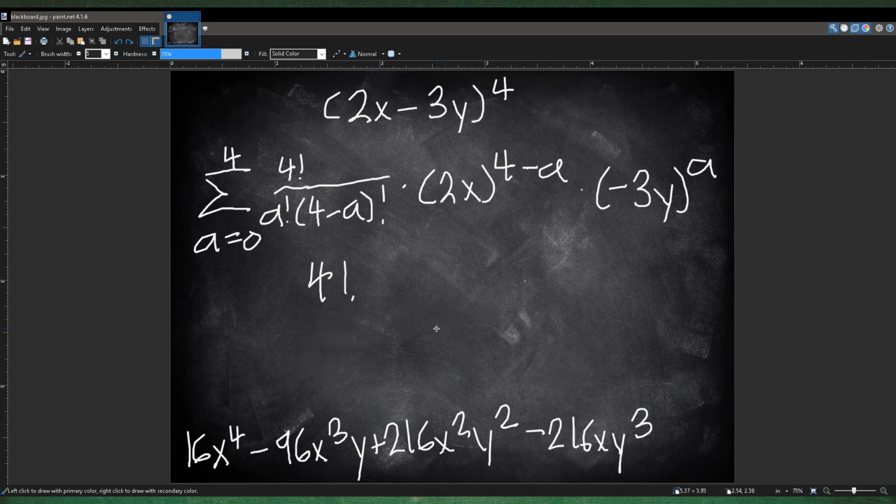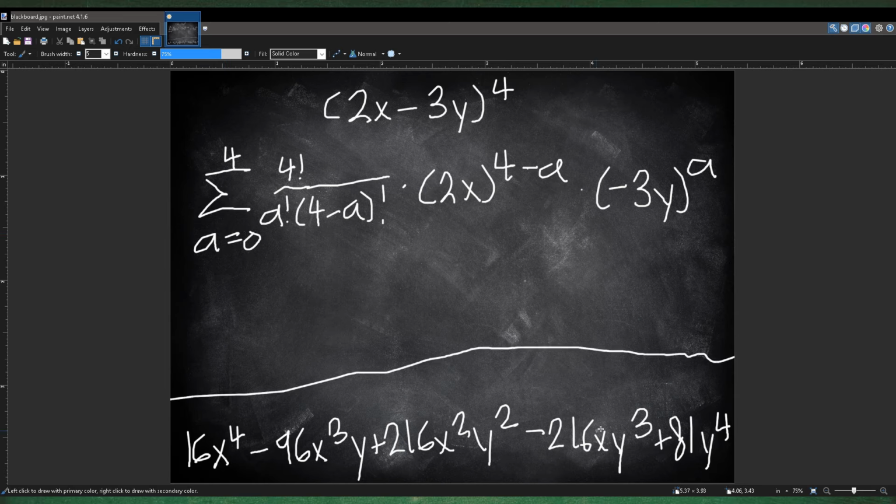So we have 81 y to the 4th. So instead of doing all the math to multiply and distribute out, you could use the binomial theorem, and this would be your entire expanded form. And you can always see this kind of trend.